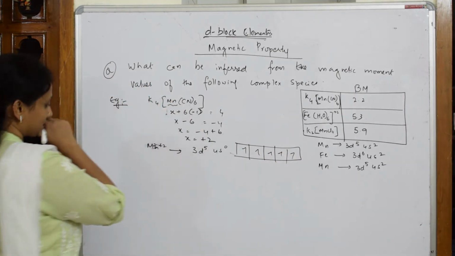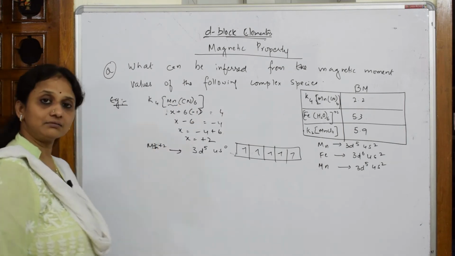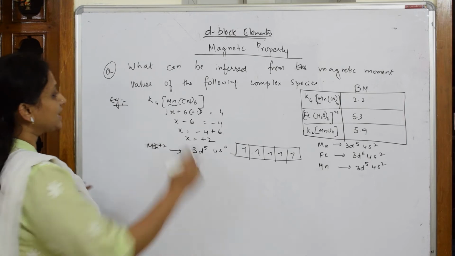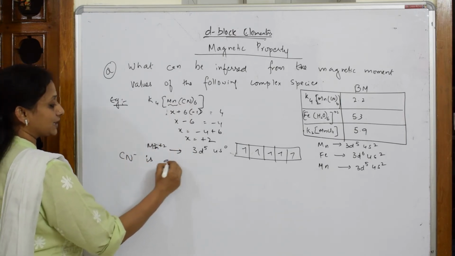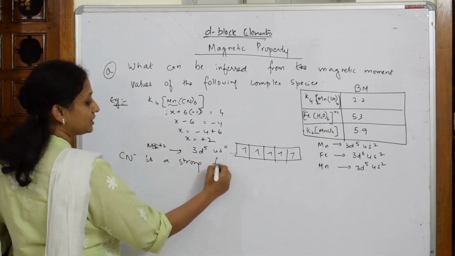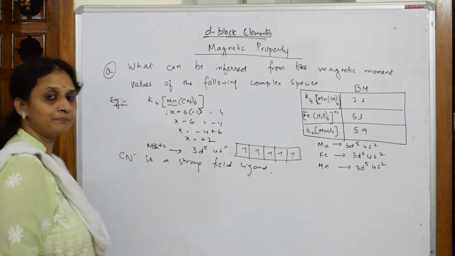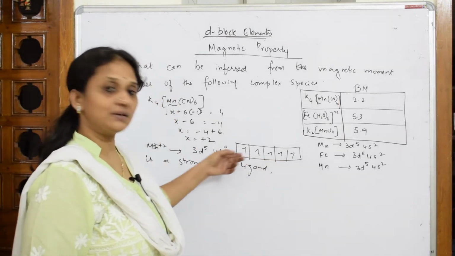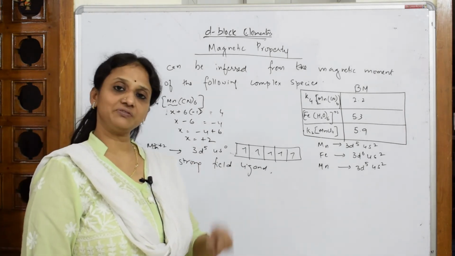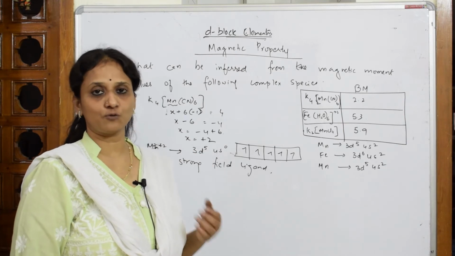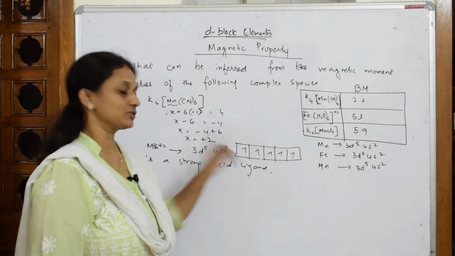Now come back to the complex. This manganese has to form a bond with the ligand. Now what type of ligand is this? This ligand CN minus is a strong field ligand. What is a strong field ligand? A strong field ligand, when it has to bond with the metal atom, is going to pair up the electrons because it is strong field. You have strong field ligands, weak field ligands and neutral ligands like ammonia and water. So it is a strong field ligand and it is going to pair up the electrons.